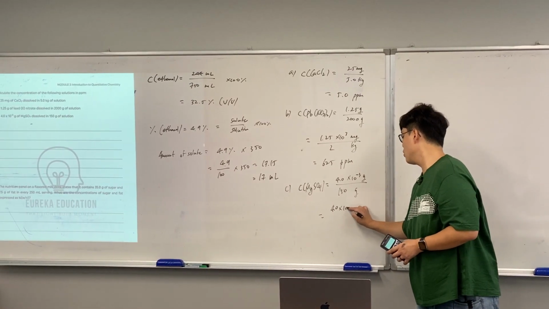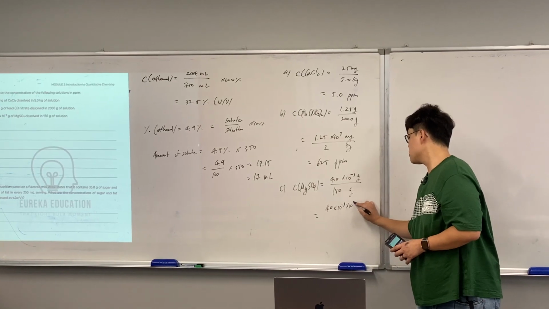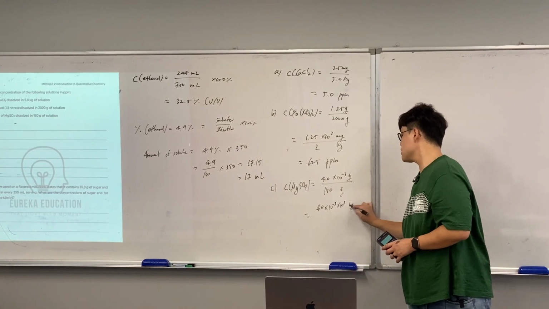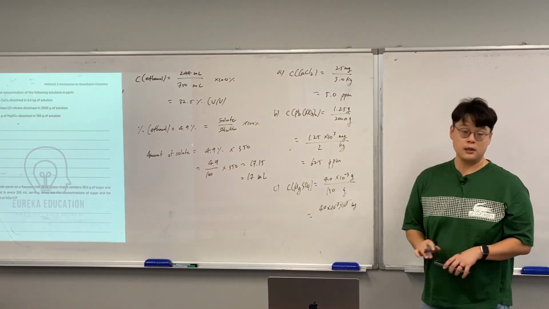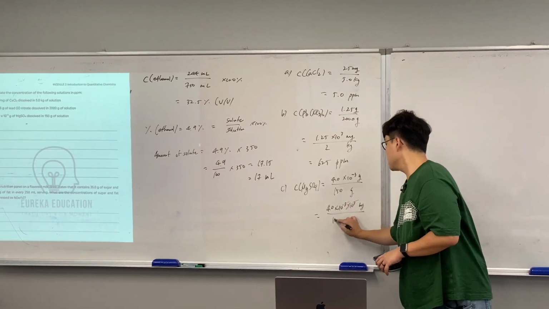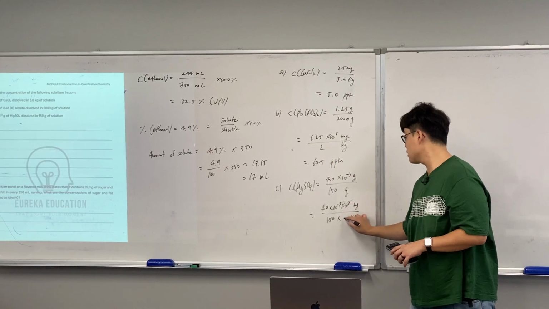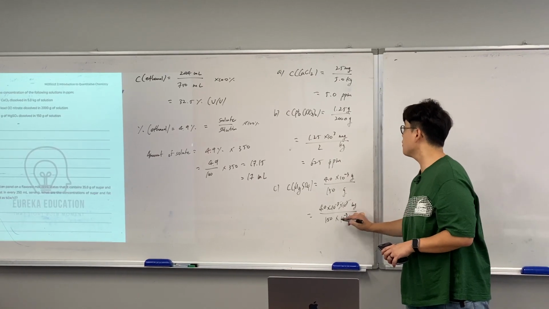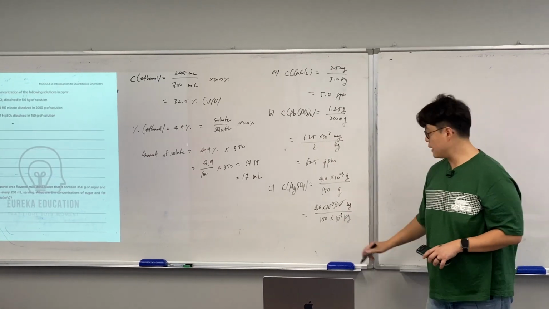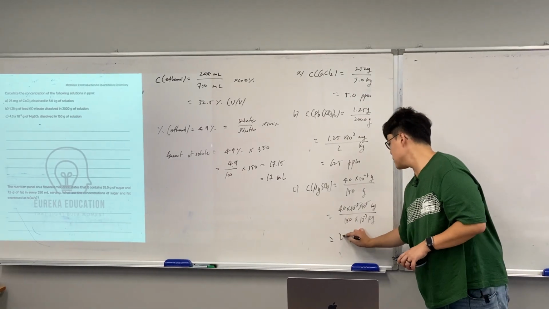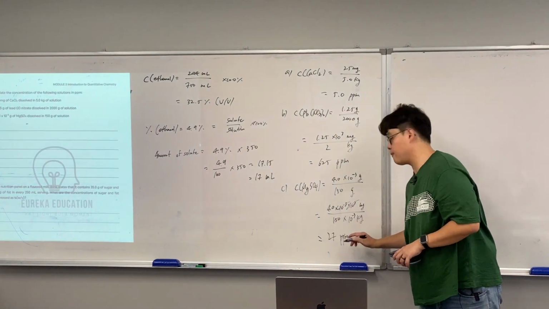If you're not too sure, always bring that 10 to the power 3 and milligrams. You see that? This we cancel out. And that divided by 150 grams into kilograms. That's a times the bigger unit, 10 to the power minus 3, like this. Then your answer must be 27 ppm.